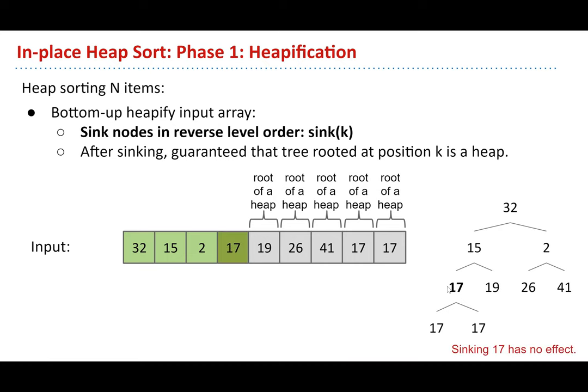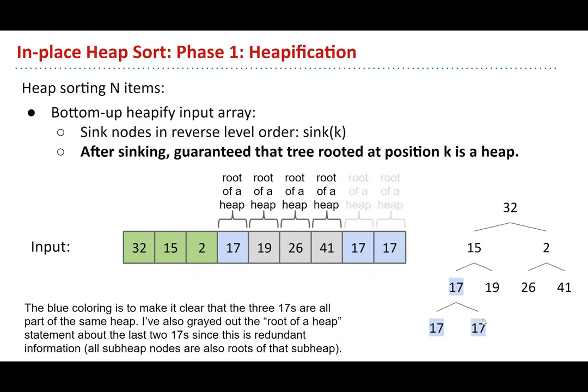17. I try and sink this. What happens? Nothing. There are 2 17s. So I've done 6 trivial operations. And here, this 17 is the root of a heap of size 3. I'm graying these out. These are still the roots of a subheap, but this is really what matters. Right now, this is so simple that it's confusing, but we know that 41, 26, 19, and 17 are all roots of a heap. They've all been sunk.